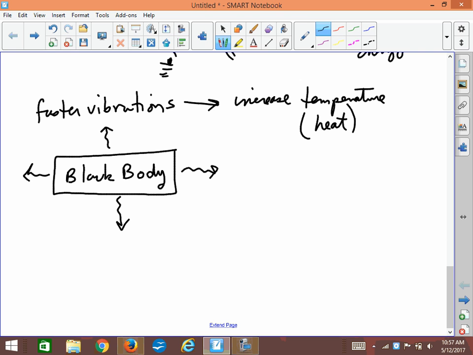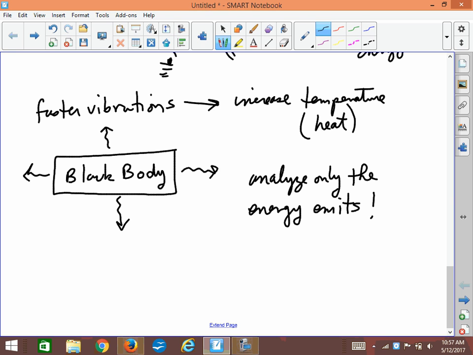So basically what we are able to do with a black body is analyze only the energy it emits. And that's important because that's what we want to find. We want to get rid of all the other energy that might be bouncing off of it that might confuse us. We want to know just how much energy there is inside this vibrating black body.